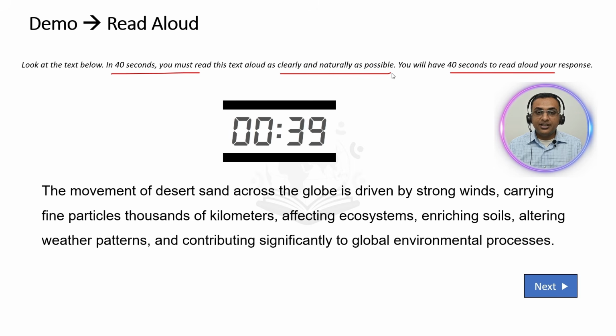The movement of desert sand across the globe is driven by strong winds carrying fine particles thousands of kilometers, affecting ecosystems, enriching soils, altering weather patterns, and contributing significantly to global environmental processes.